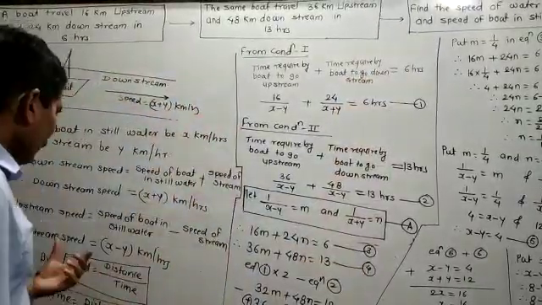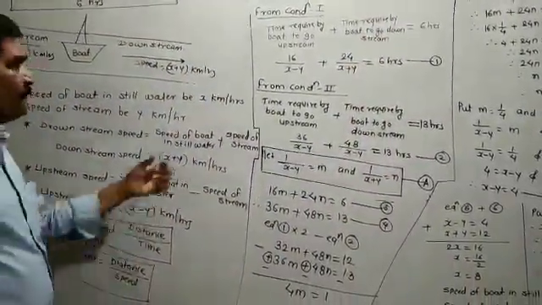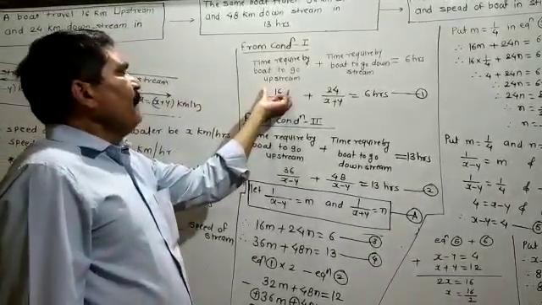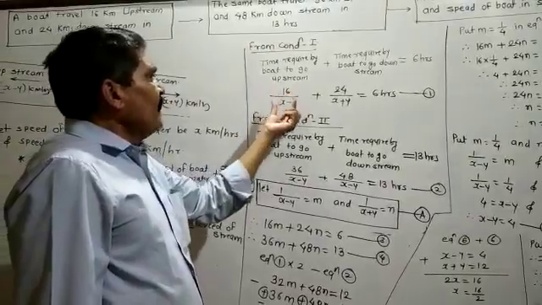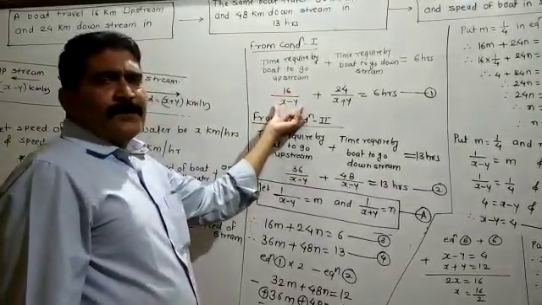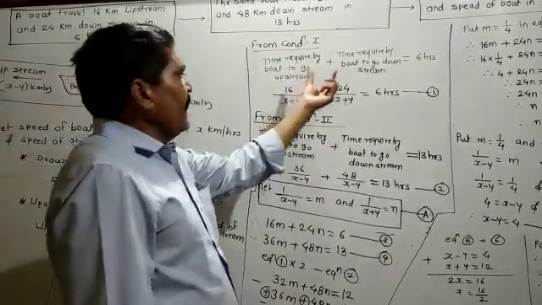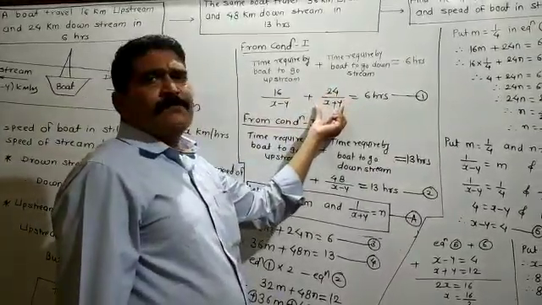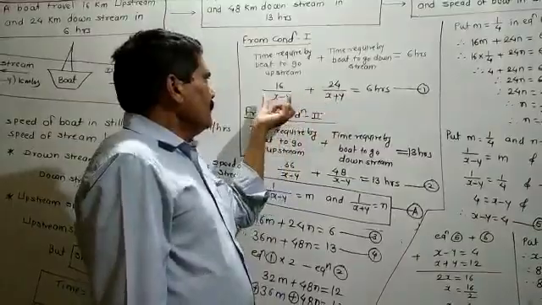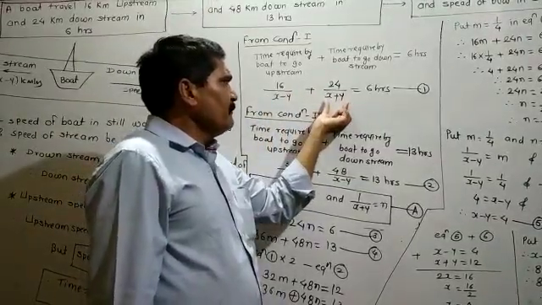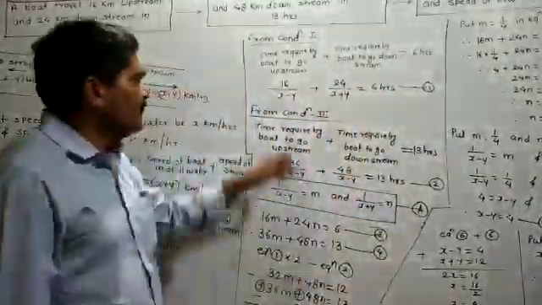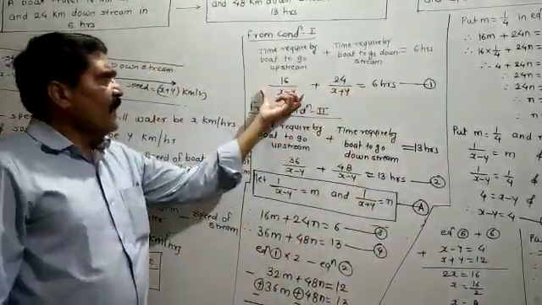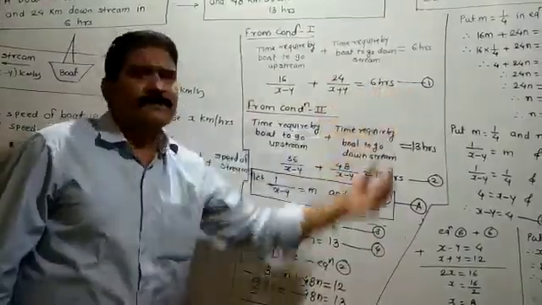Then we know that time is equal to distance upon speed. This is the distance traveled by the boat in the upstream upon speed of the boat in the upstream, and this is the distance traveled by the boat in downstream, and this is the speed of the boat in the downstream. So this is x minus y, this one is x plus y, is equal to 6 hours. This is the upstream time, this is the downstream time, is equal to 6 hours.